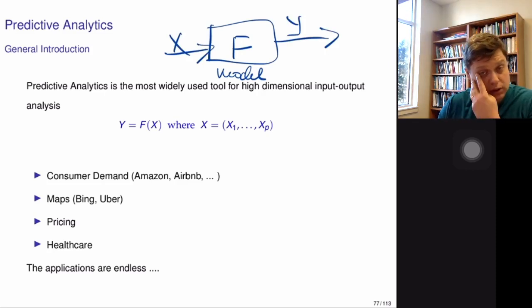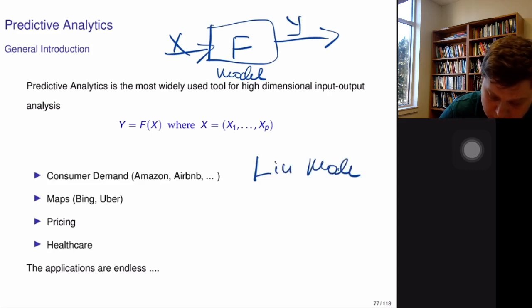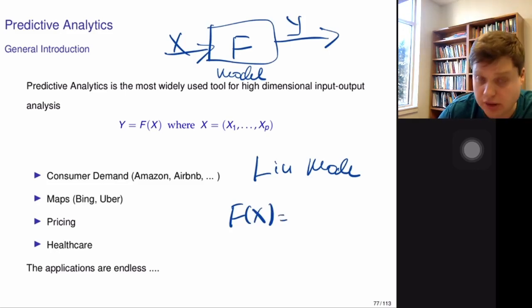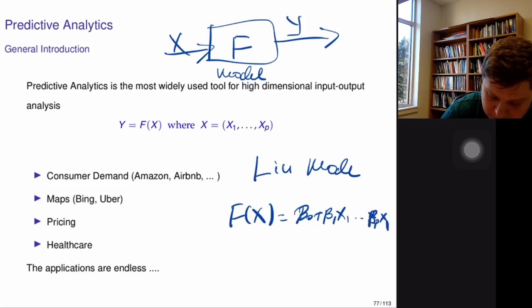And so far we talked about a linear model. So when this function f was a linear function, for the linear regression case, this function f of x was just some linear function of the elements of this vector x plus the intercept. So we have beta 0 plus beta 1 x1 all the way to beta p xp.